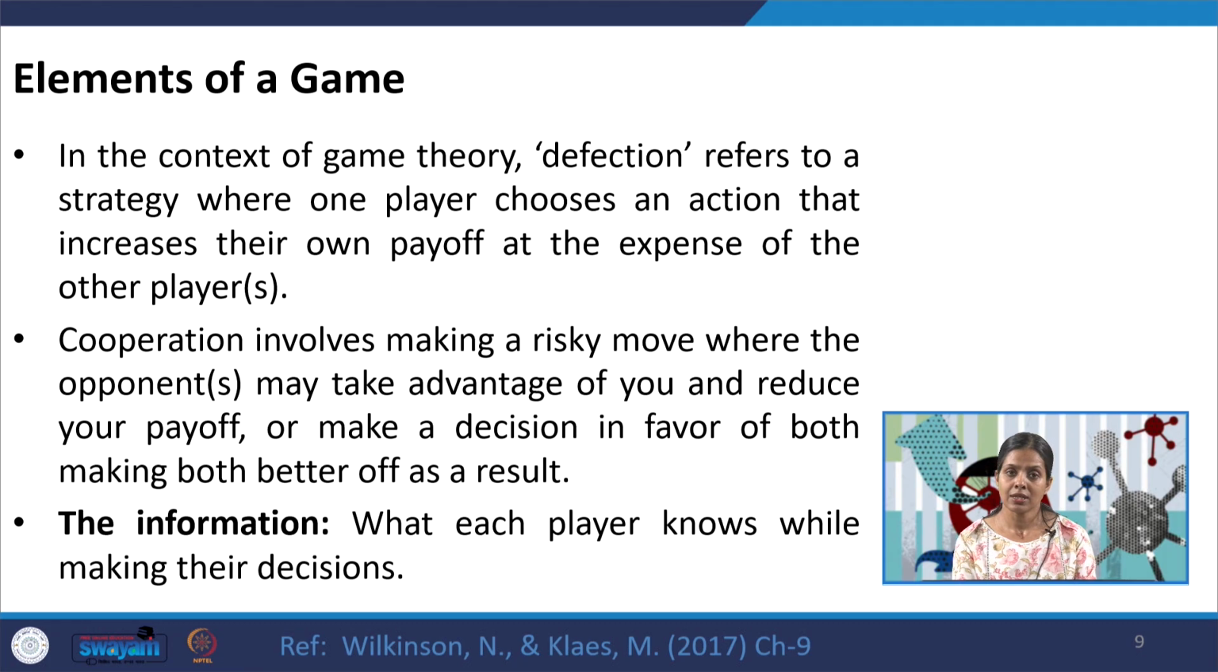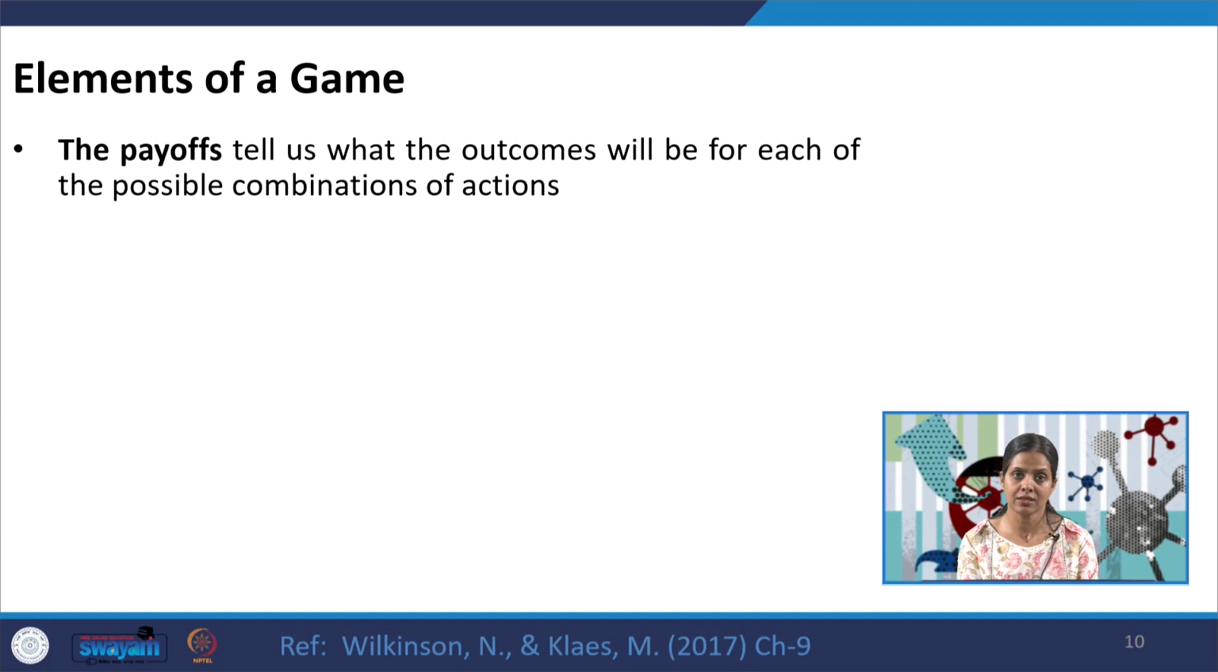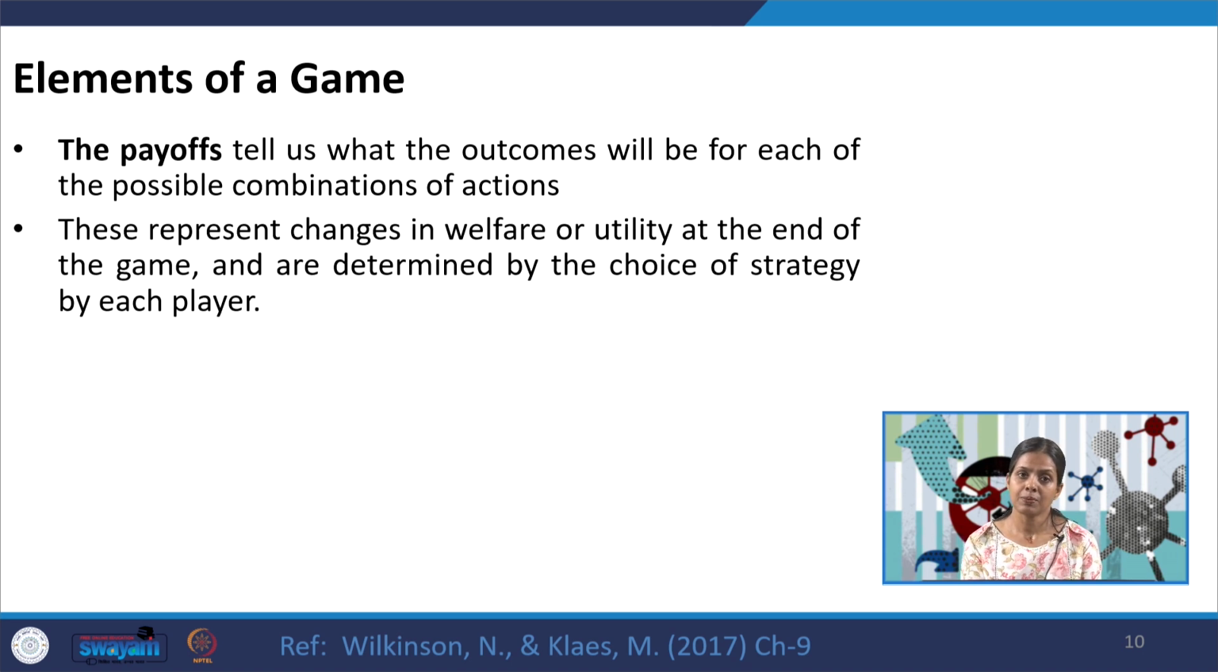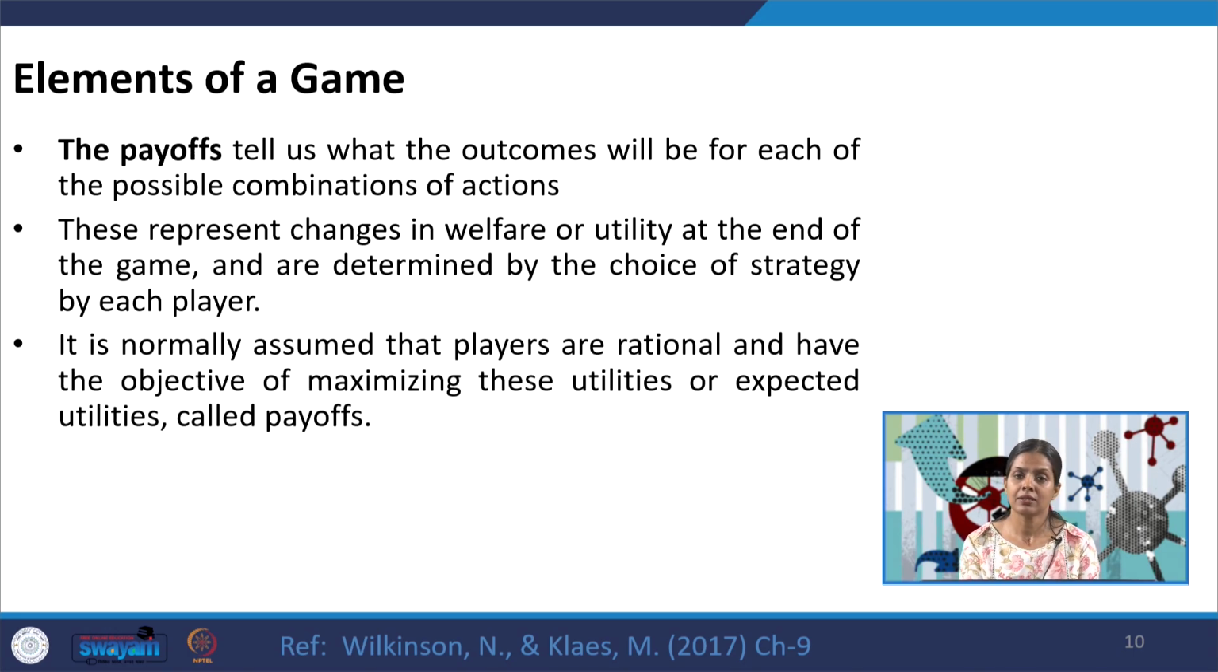Then another component or element is the information, what each player knows while making their decisions. The payoffs is the third element, or the fourth element rather. They tell us what the outcomes will be for each of the possible combinations of actions. These represent changes in welfare or utility at the end of the game and are determined by the choice of strategy by each player. It is normally assumed that players are rational and have the objective of maximizing these utilities or expected utilities, which we are calling payoffs.